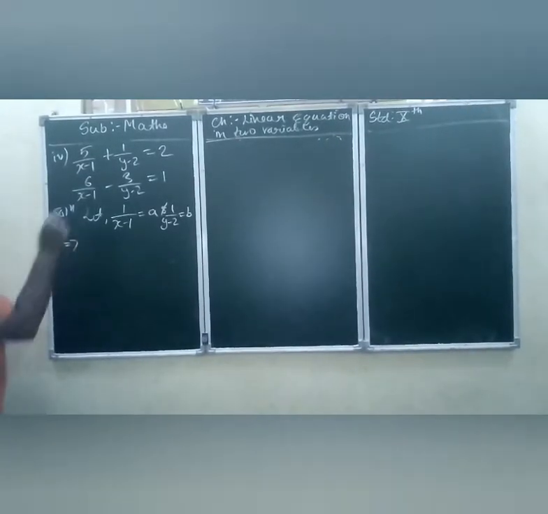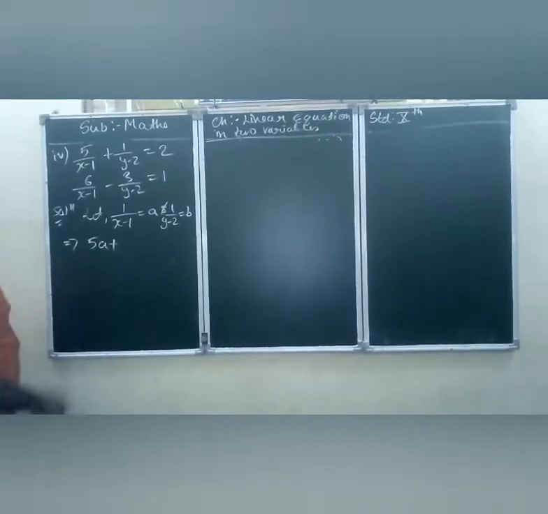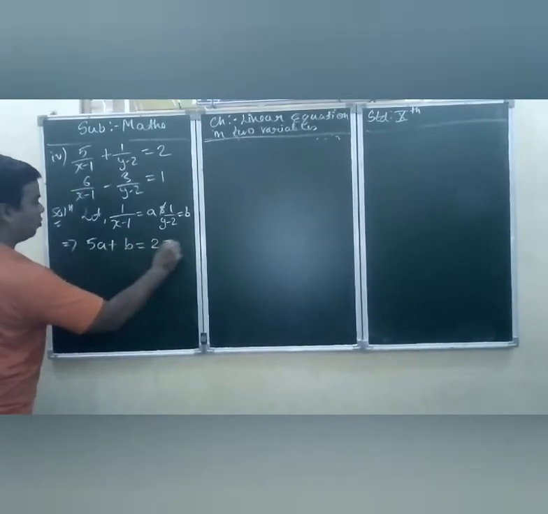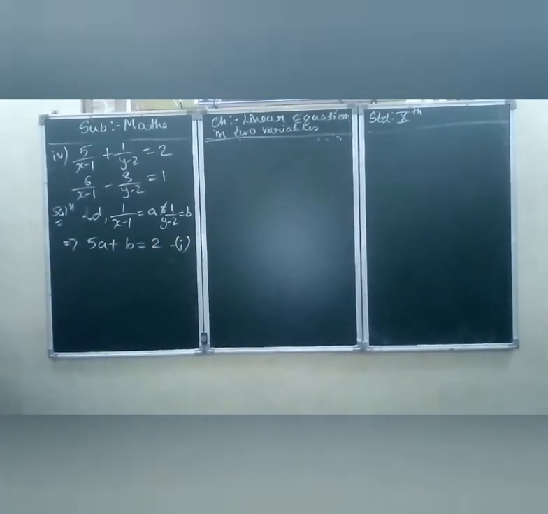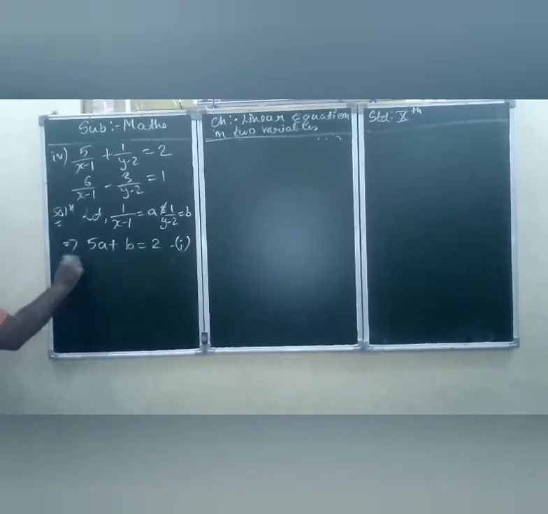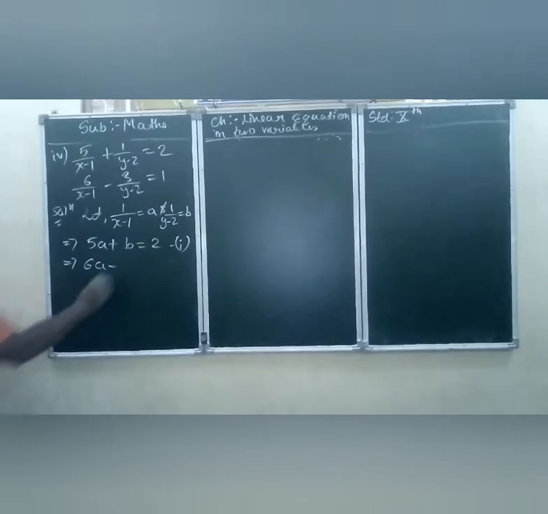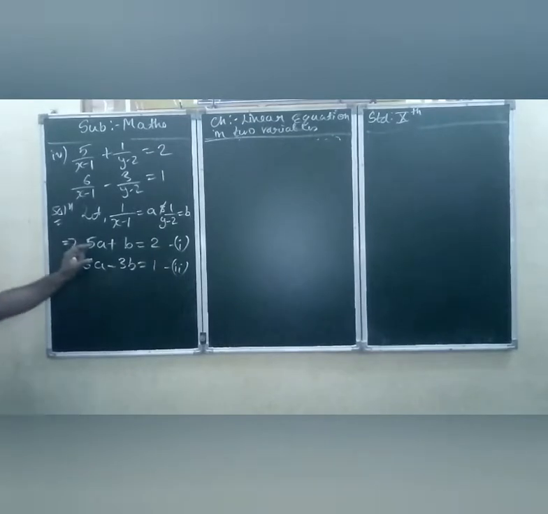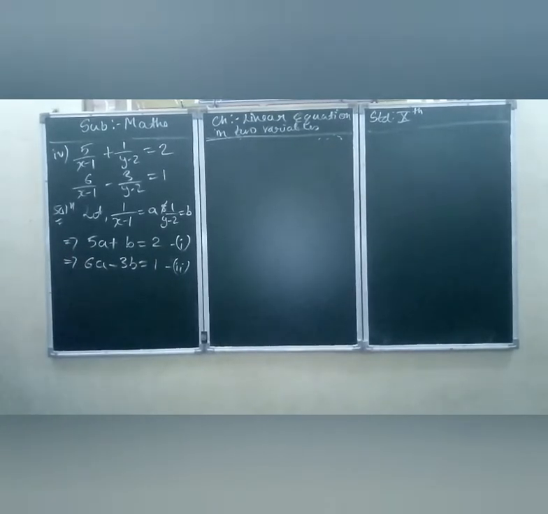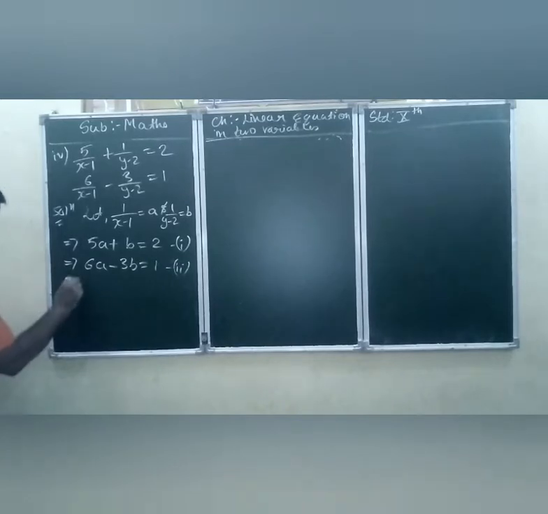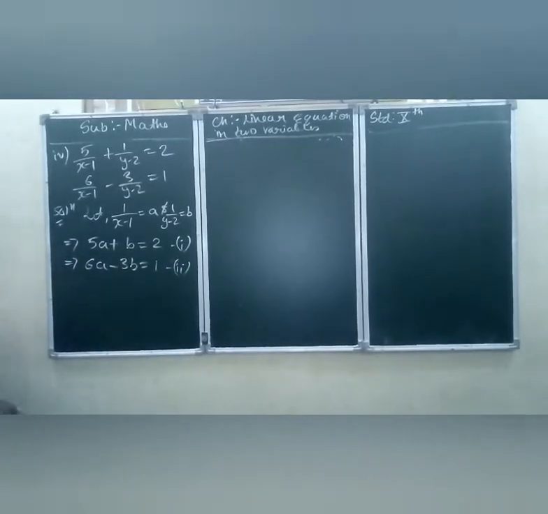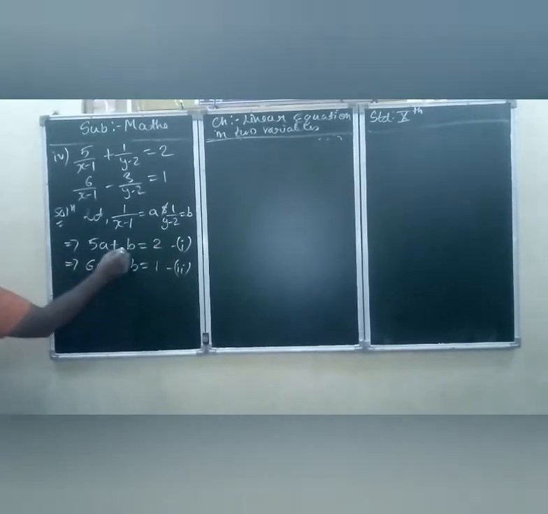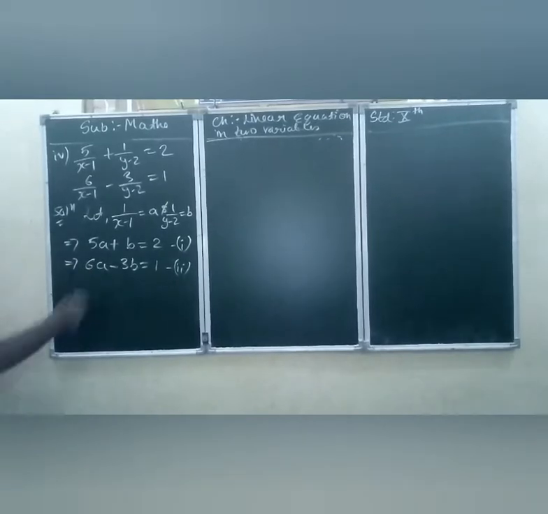So 1/(x-1) is equal to a, so the first equation is 5a + b = 2. Then the second equation is 6a - 3b = 1. Students, be more focused to make the equation correctly. Now we solve this linear equation by the elimination method. If we multiply the first equation by 3, we get 3b here, so it easily cancels.